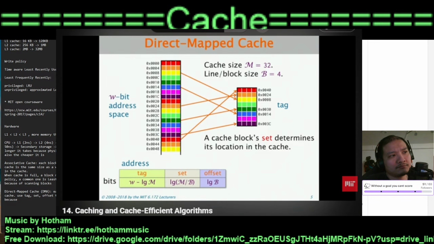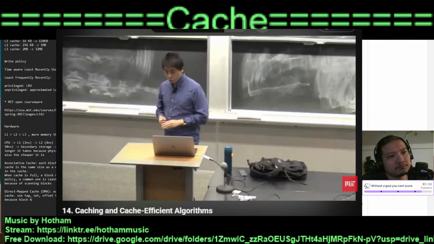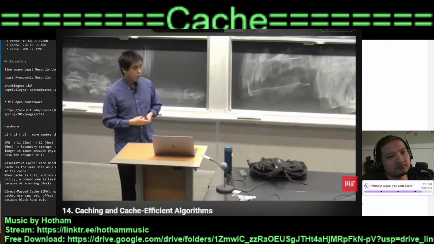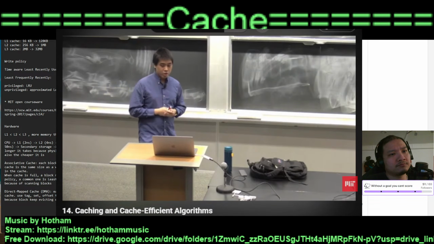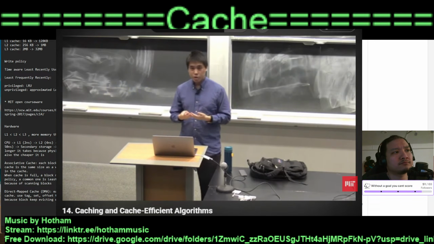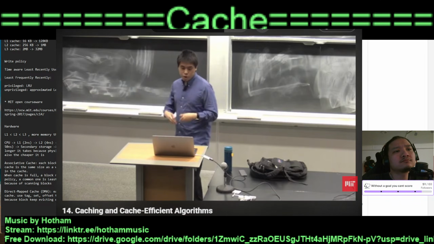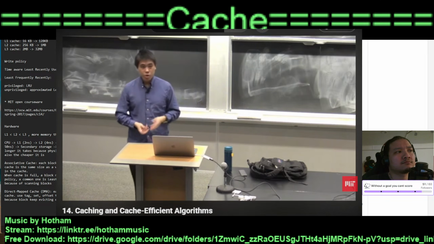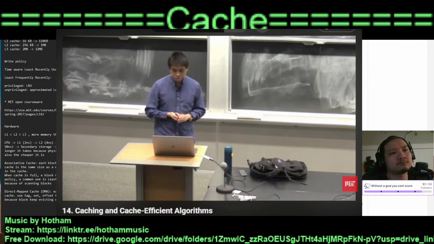These can be very bad for performance and very hard to debug. So that's one downside of a direct map cache, is that you can get these conflict misses where you have to evict things from the cache, even though there's empty space in the cache.